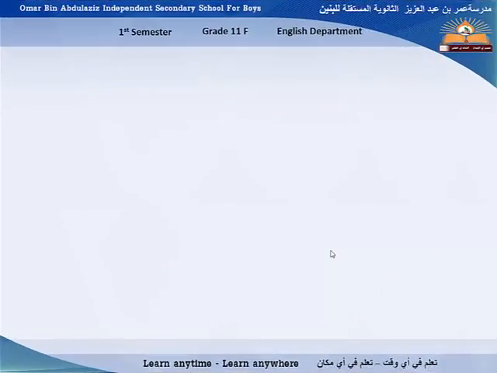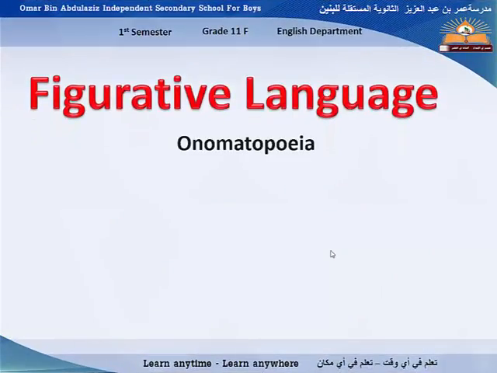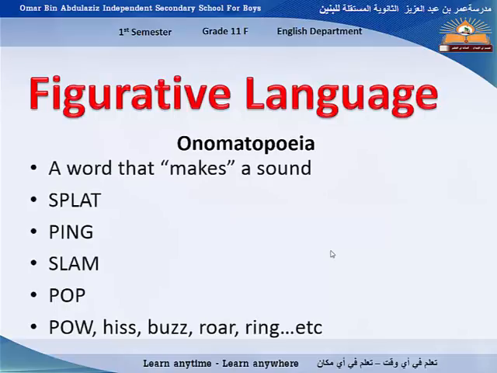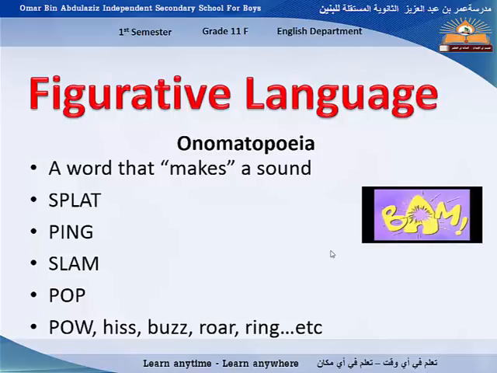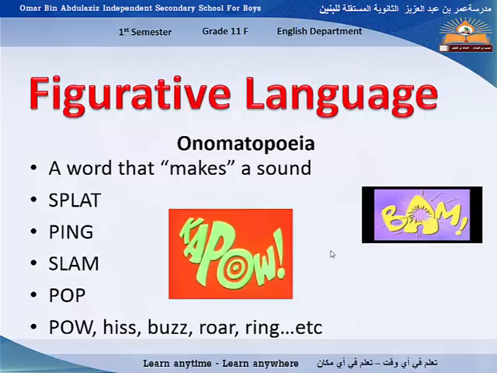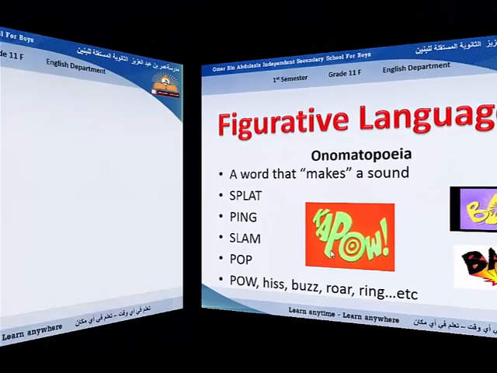Also, from the figurative language that you studied before, onomatopoeia. Onomatopoeia is related to sounds, a word that makes a sound. And here are some examples. Splat, ping, slam, pop, hiss, buzz, roar, ring, and so on. So the word that is related to sounds is called onomatopoeia.